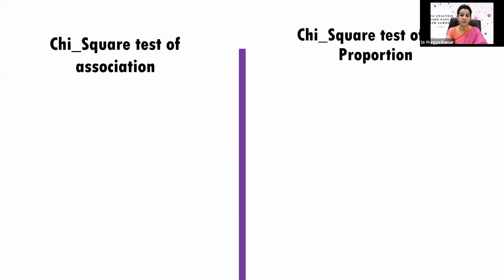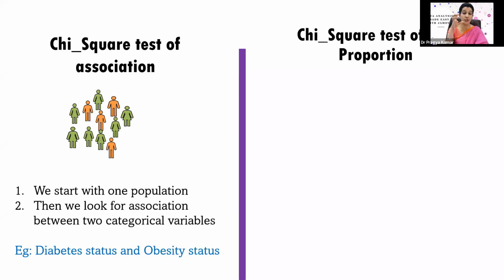Now, because you had just seen the chi-square association, with one example I want to emphasize the difference between these two, because many times you will see in journals that people apply the chi-square test of association when it is a chi-square test of proportion. So you should be careful about what the requirement is and what the research question is. Suppose you have to apply the chi-square test of association: in that case, you will take a sample from a single population. So you start with one population and then you measure the two variables in the same population.